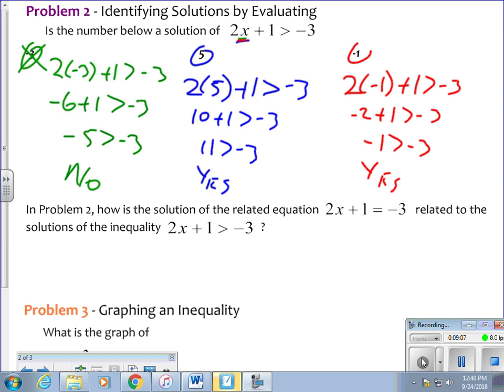In problem 2, how is this solution related to the equation? What we're going to be doing is solving an inequality like this the same way you solve this equation, and that will give you your final answer: x is larger or smaller than whatever. That's how they're related. Whatever I get from here, all my answers are going to be larger or smaller than that x number that solves it. That's where my dot would go, where my answer is. That's where my circle goes.